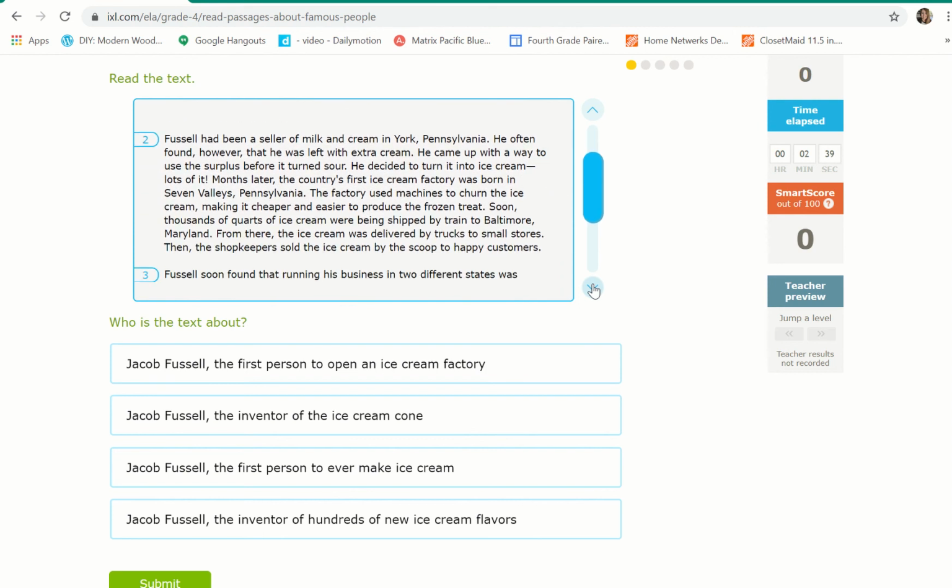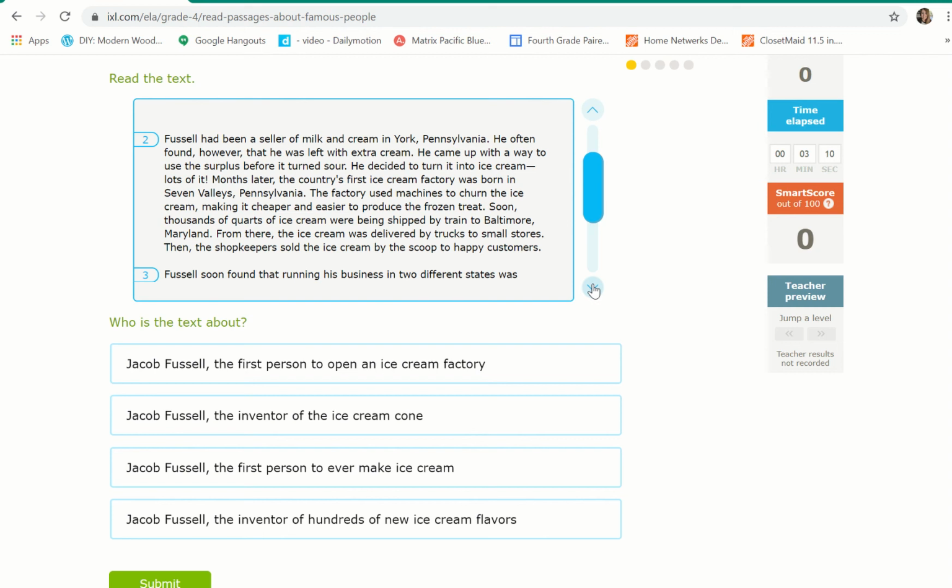Second paragraph. Fussell had been a seller of milk and cream in York, Pennsylvania. He often found, however, that he was left with extra cream. He came up with a way to use the surplus before it turned sour. He decided to turn it into ice cream, lots of it. Months later, the country's first ice cream factory was born in Seven Valleys, Pennsylvania. The factory used machines to churn the ice cream, making it cheaper and easier to produce the frozen treat.